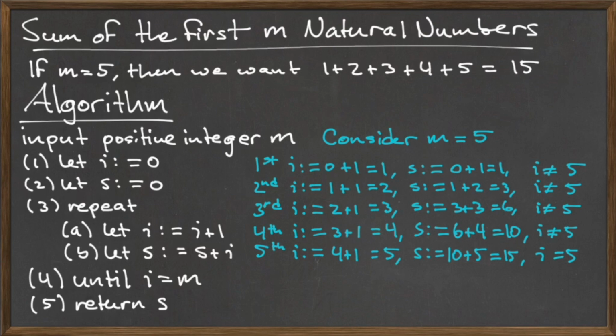After the fifth iteration, the stopping condition I equal to m is true, so we can proceed to step 5, which is to return s. After the fifth iteration of the loop, the current value of s is 15, which is returned as output. So, the sum of the first 5 natural numbers is 1 plus 2 plus 3 plus 4 plus 5, which is 15, which matches the output from the algorithm.